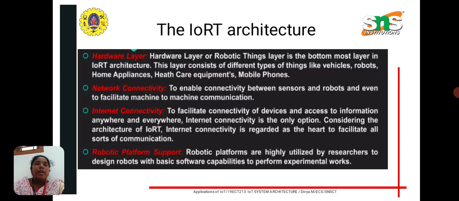These are the layers of the architecture. The hardware layer is the bottommost layer. It has different types of things like vehicles, robots, home appliances, healthcare equipment, or mobile phones. Network connectivity enables connectivity between sensors and robots to facilitate machine to machine communication. Then internet connectivity of devices and access to information anywhere. Considering the architecture of IoT, internet connectivity is regarded as the heart that facilitates all sorts of communication. Robotic platform support utilizes resources to design robots with basic software qualities to perform some experimental works.